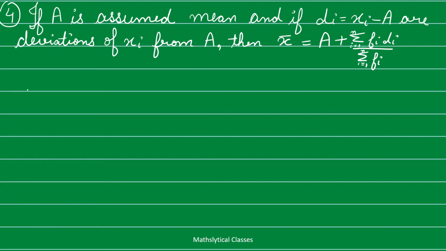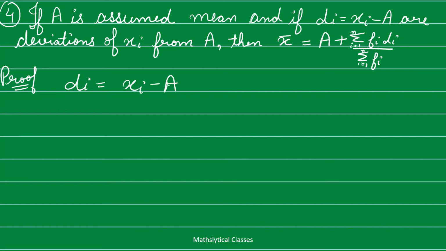What we are doing with the deviations: we are changing our xi to xi minus a, and a is any value. A can be any number. We can take a to be any number from these xi. So let's prove this property and see how we can do it. What we have here is di equal to xi minus a.